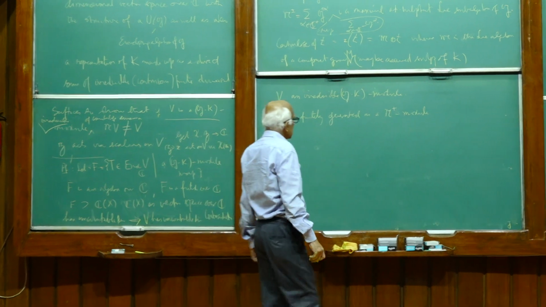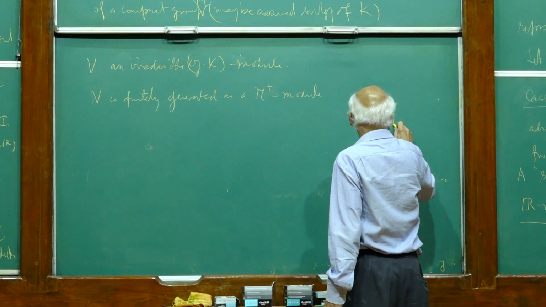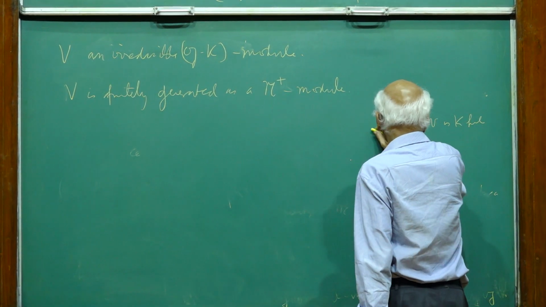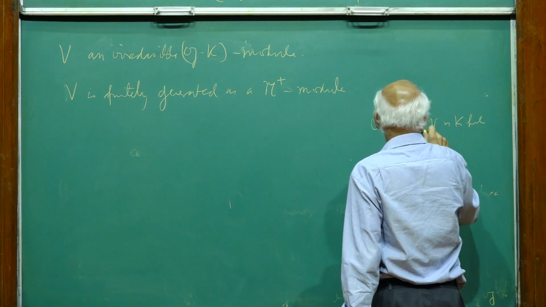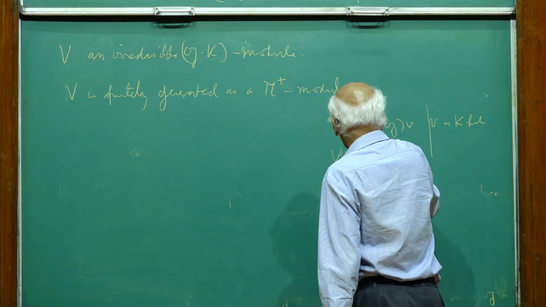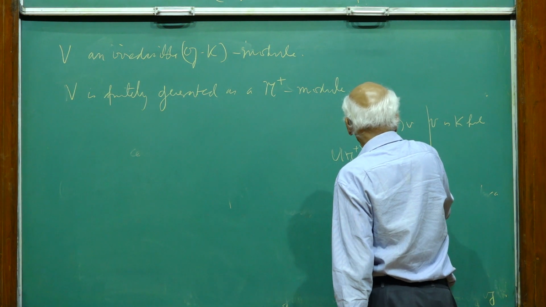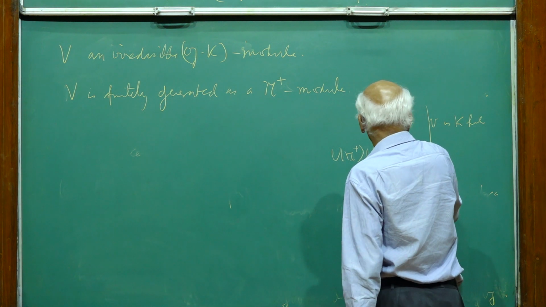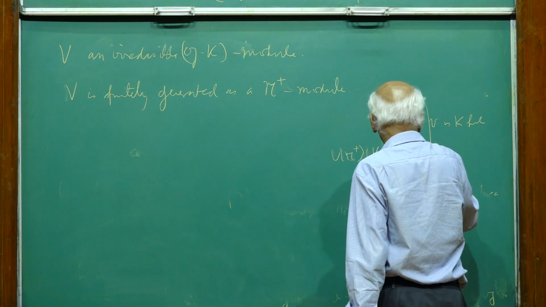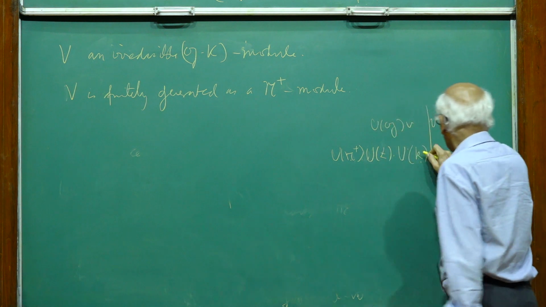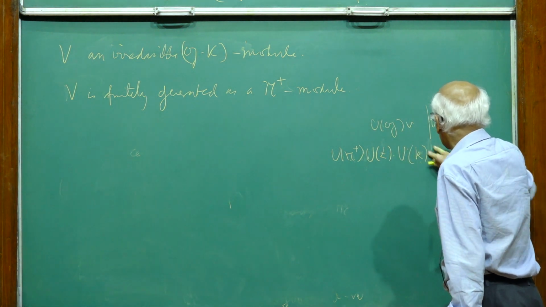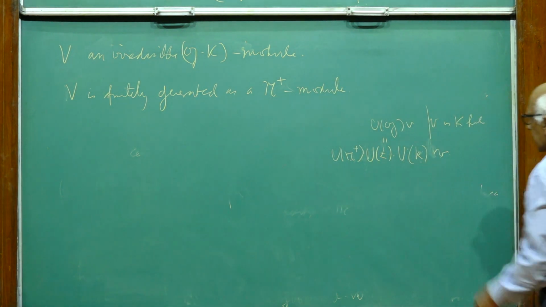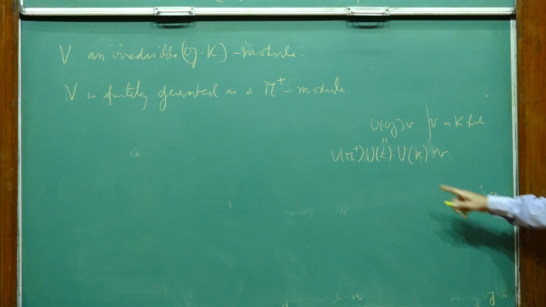Basically, you fix a vector v which is K-finite and look at U(g)v. U(g) is written as U(n plus) times U(t) times U(k), where k is the Lie algebra of the compact group K. So U(g)v equals this applied to v. U(n plus) U(t) U(k) is the entire enveloping algebra by the Poincare-Birkhoff-Witt theorem. So you find that this is equal to this.